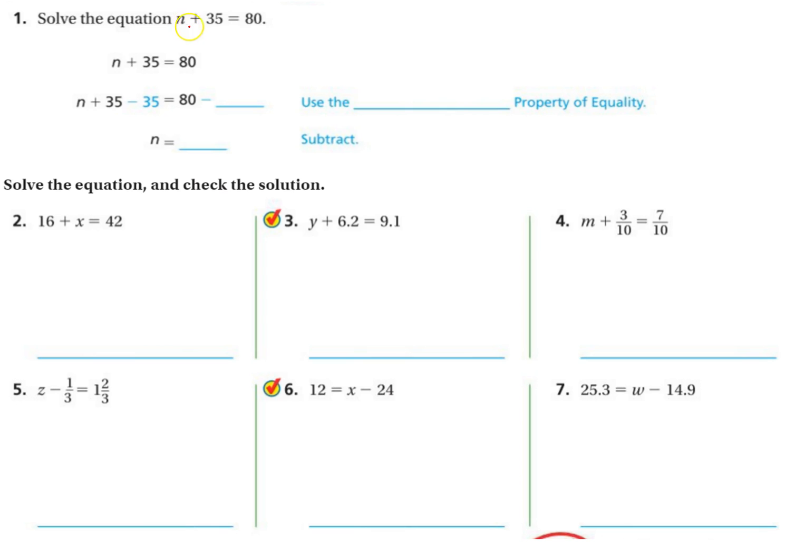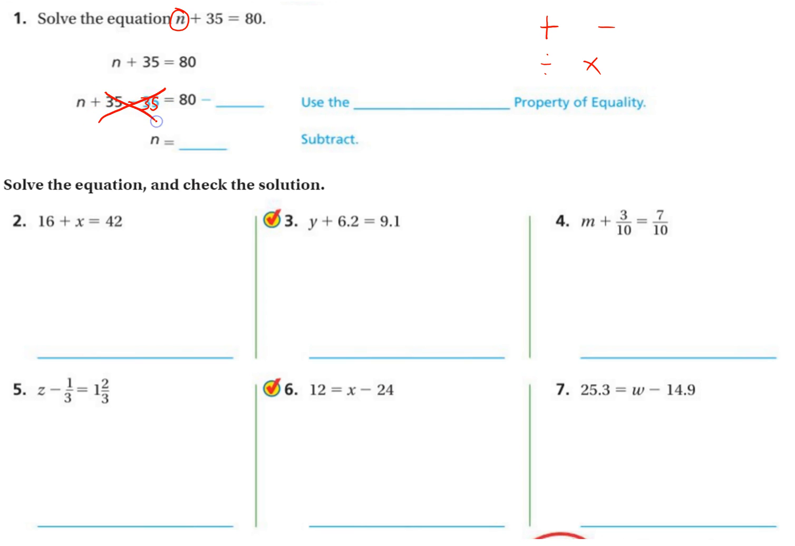So solve the equation n plus 35 equals 80. So we have to get the n by itself. We always want to get the variable, the letter by itself. So to do that, we have to do the opposite of plus 35. And remember, the opposite of plus is minus. The opposite of division is multiplication. So in this case, plus 35, the opposite would be minus 35.